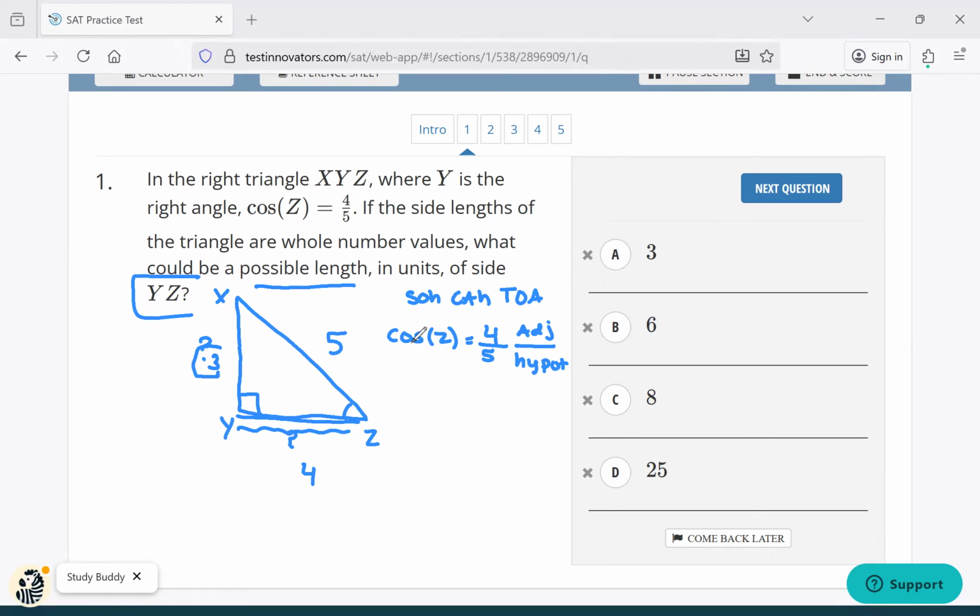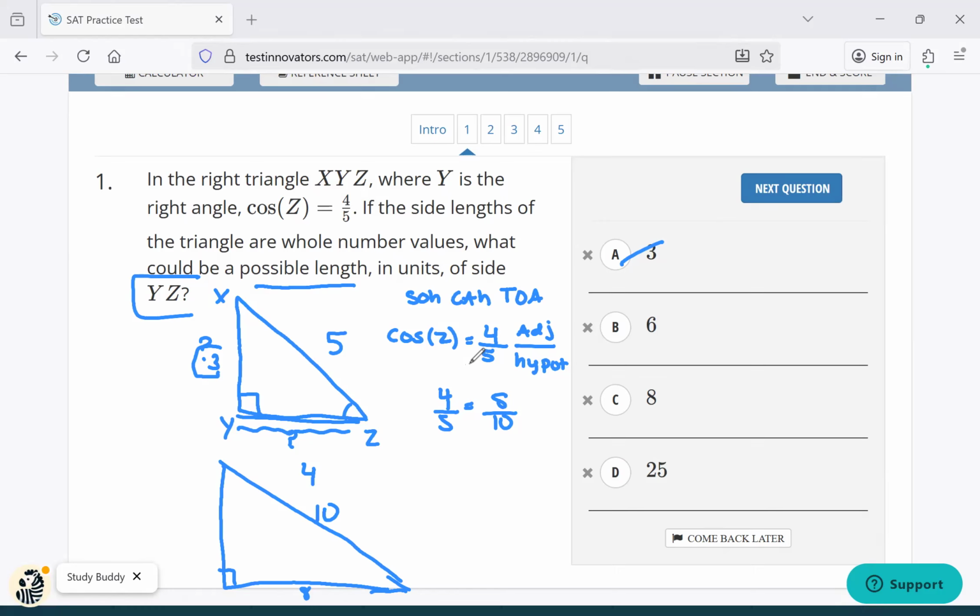So what could be a double? It's not 3. Could it be 6? I don't think so. If you double this triangle, if you made this triangle slightly larger, this length will no longer be 4, it would be 8, and this length here would be 10. So this would be 8. 4/5 is the same thing as 8/10.